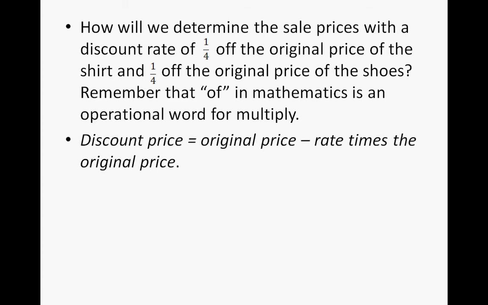So in order to figure this out, the discount price is going to be equal to the original price minus the rate times the original price. Again, the rate being the 1/4. 1/4 for every $1 is being charged. It's out of $4, you're taking $1 off.